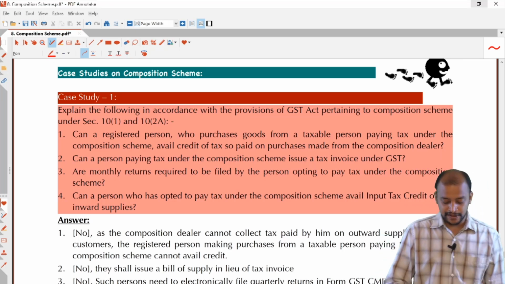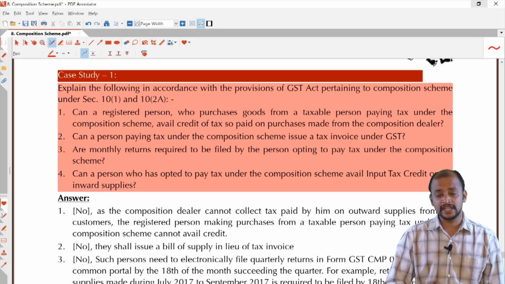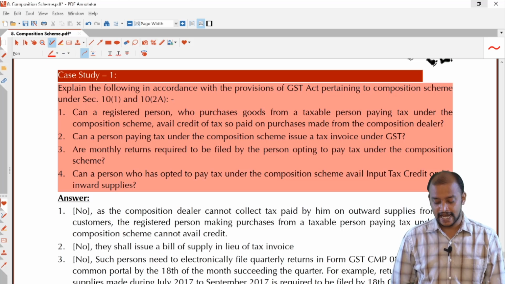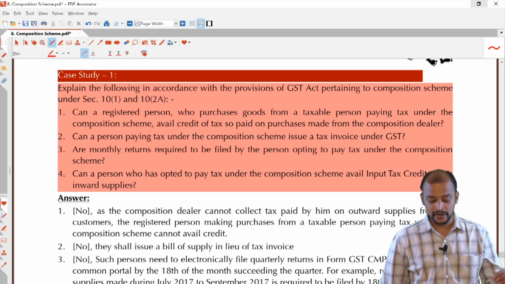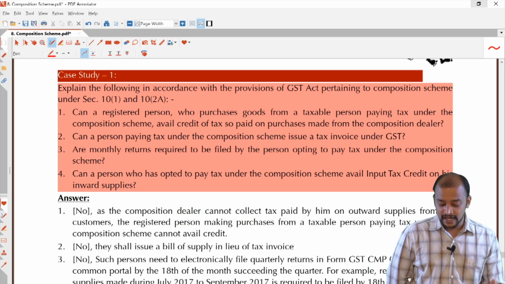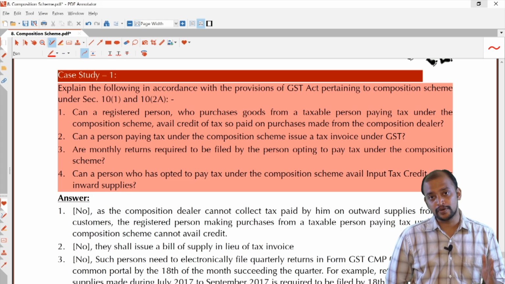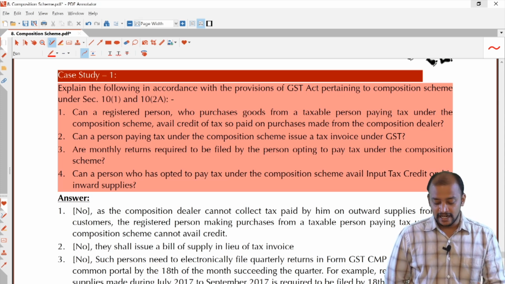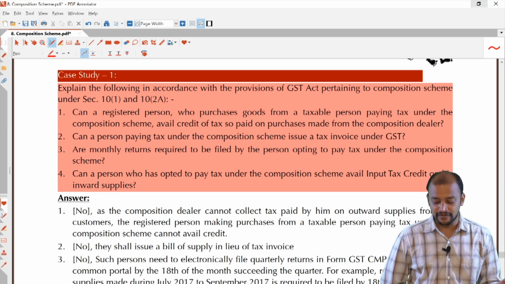First, case study number 1. Explain the following in accordance with the provisions of GST Act pertaining to composition scheme under section 10 subsection 1 and 10 subsection 2A. Can a registered person who purchases goods from a taxable person paying tax under the composition scheme avail credit of tax so paid on purchases made from a composition dealer?